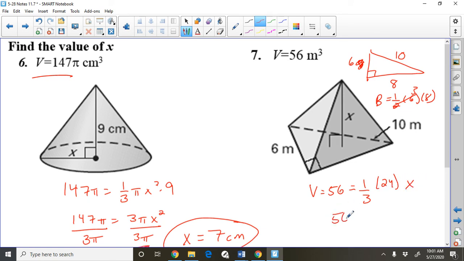So I get 56 equals 8x. Divide both sides by 8. And again, this one works out to be 7 meters. So you're going to do the pyramids today, and then next week we're going to combine these and look at surface area as well.